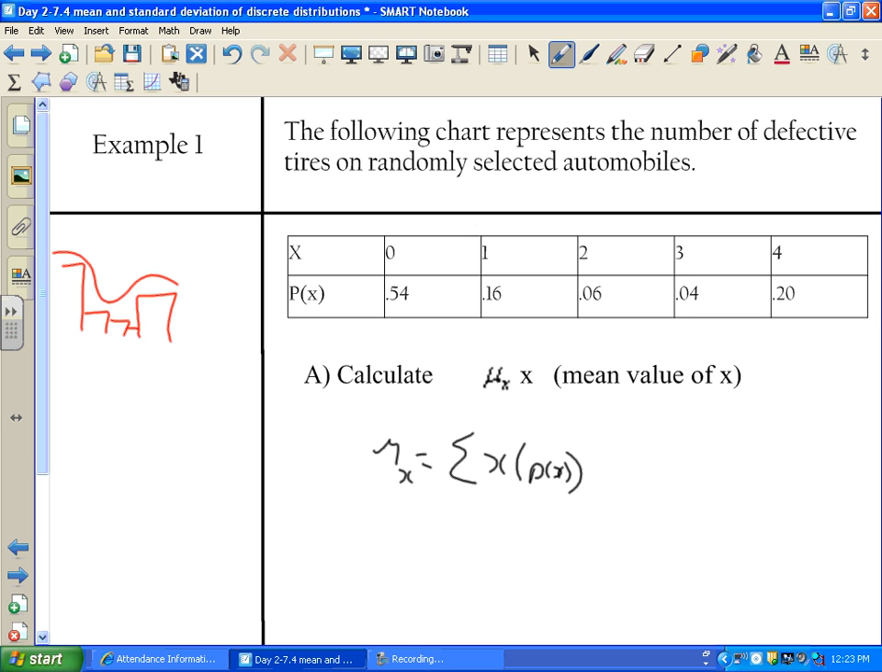Okay? Now, this is not a very big data set, so it's up to you. You could do this in list 1 and list 2, if you'd like. Can you make that list 1 and that list 2? And then make list 3 list 1 times list 2 and just sum up list 3? Does that make sense? Okay. So I want you guys to go ahead and calculate that expected value right now.